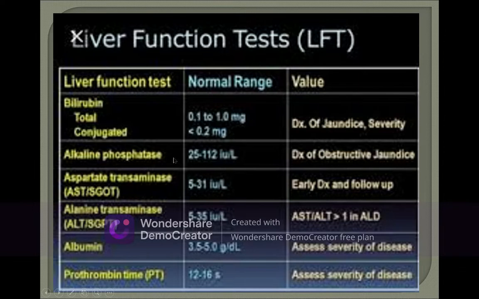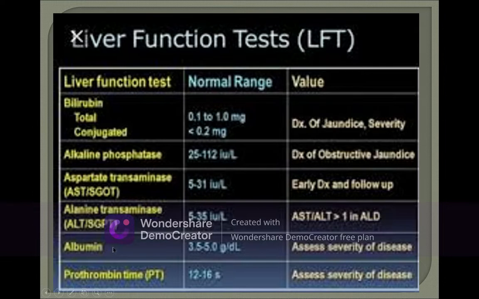The gamma GT, if it is manifold, is also increased. It means that inside the liver it is disturbed. This is what research shows. I am not saying it, although it is not written in the book very clearly.